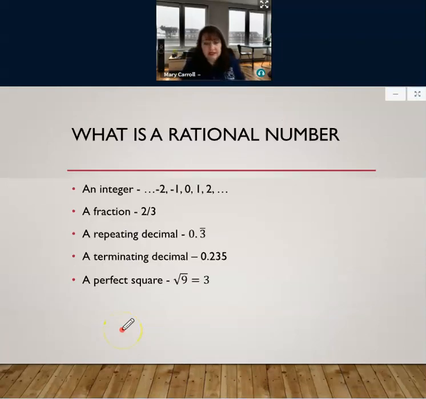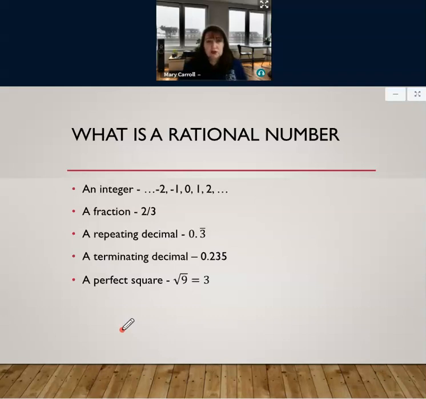So what is a rational number? Well, a rational number is an integer. So in other words, it goes in both directions as whole numbers, negatives and positives. Counting is 1, 2, 3, all the way over to the other direction with -1, -2, -3, and zero in the middle. A fraction, 2/3. A repeating decimal, 0.3 repeated, or 0.6 repeated. Those are 1/3 and 2/3. Repeating or a terminating decimal. Now, a terminating decimal just means it ends. Okay, so 0.235 would end. And a perfect square root, the square root of 9, is 3. So be watchful for those.